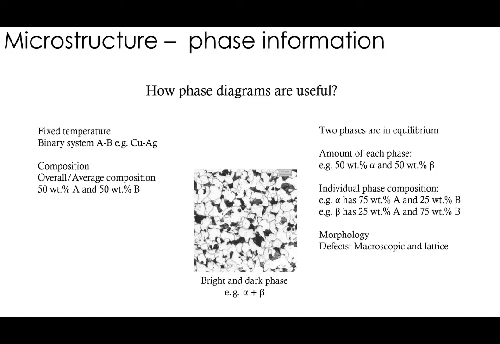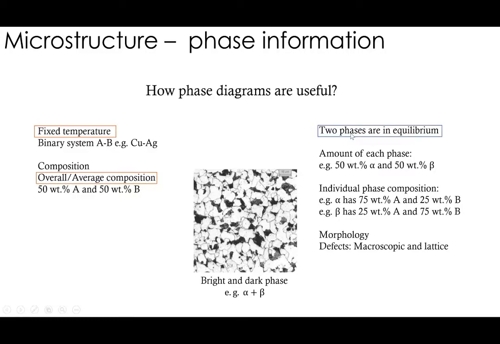So in this, how phase diagrams are useful. That is our aim for this lecture. Okay. So now the temperature which is fixed is one information which can be an input in phase diagram. And the overall composition is another input. So these are the things that we need to know before using a phase diagram.